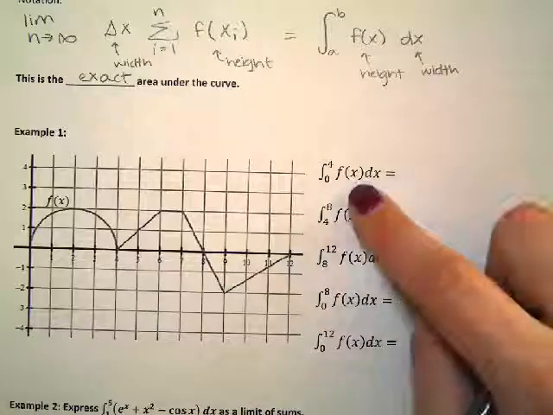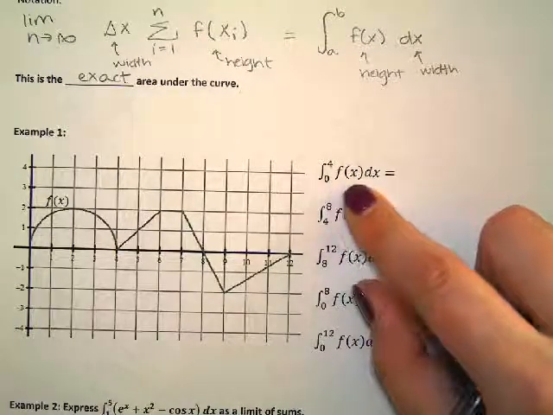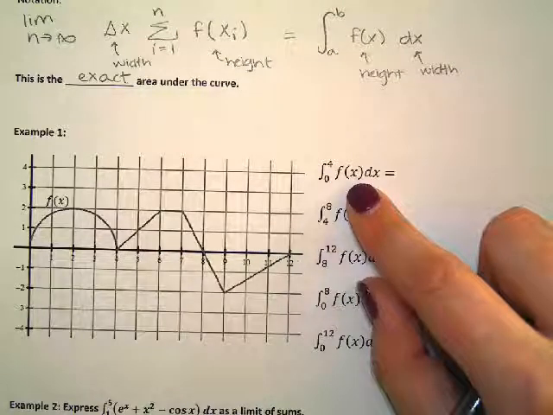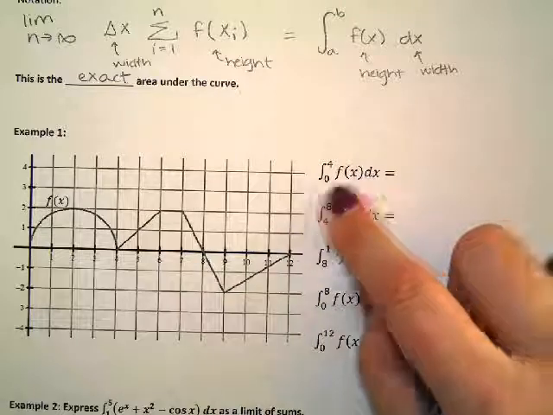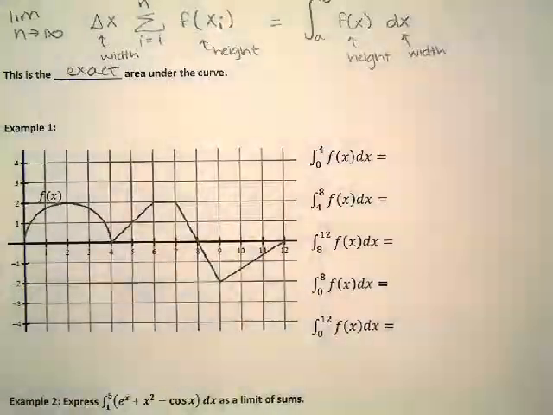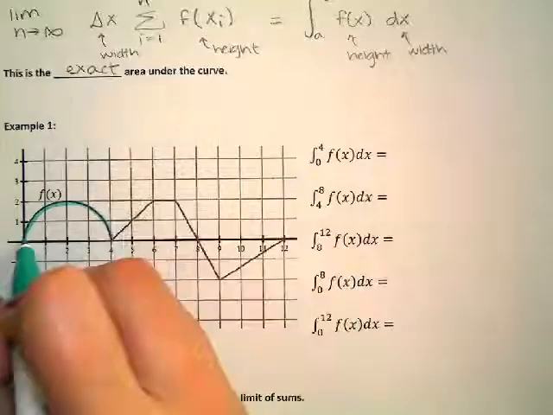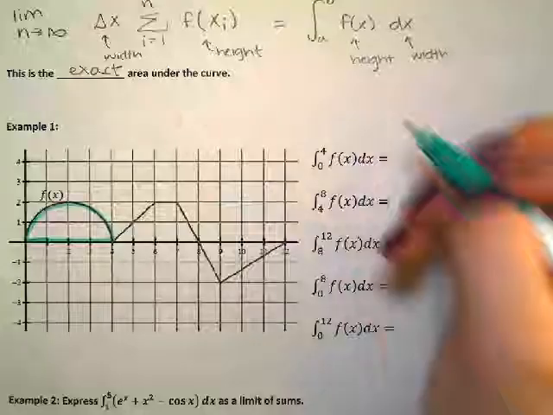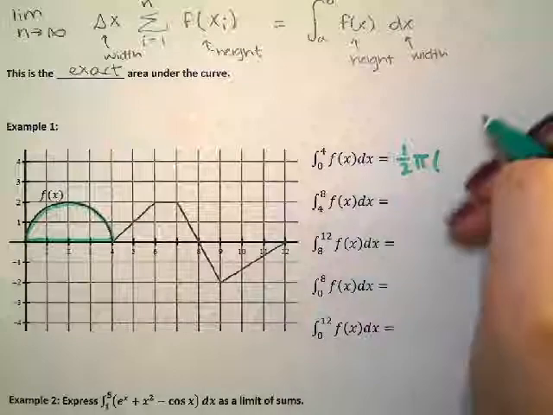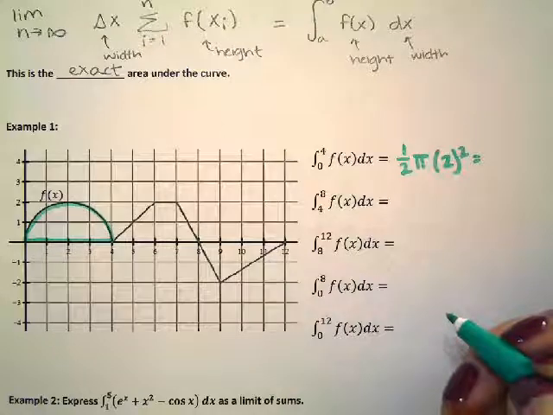So when we look at this notation right here, what is this trying to say? From 0 to 4, height and width of the rectangle. So it means from 0 to 4, find the area under the curve. Now, we don't have to draw rectangles for that because we actually know what this shape is and how to find its area. It's a semicircle: one half pi r squared, one half pi times the radius squared, 2 squared. So 2 pi.